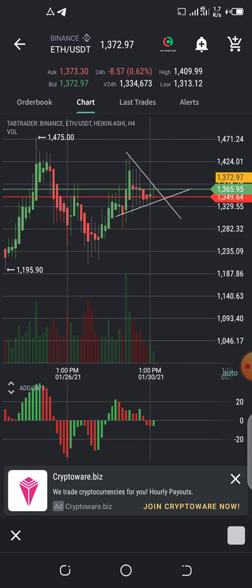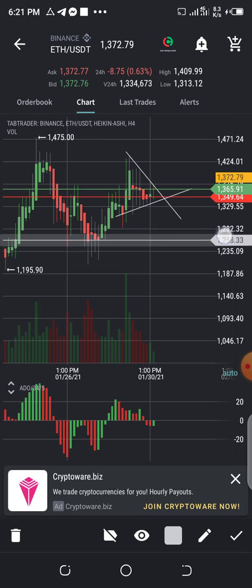Your support and resistance lines are horizontal lines, while the trend lines are diagonal lines. You understand what I mean by diagonal line? Just like the ones you can see on this chart already. So now I want to draw my support line.